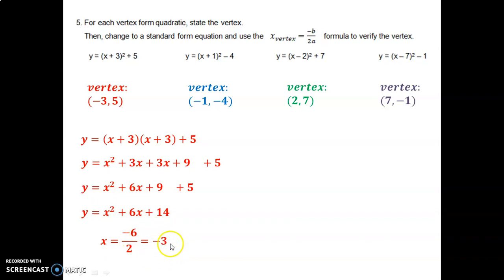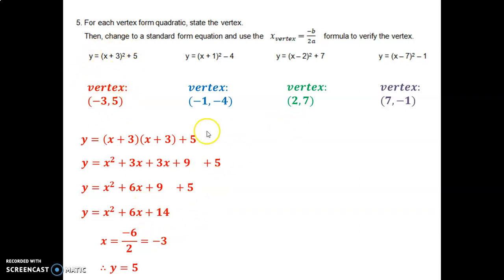We can already see this x value of the vertex from standard form matches the x value of the vertex we got from vertex form. We see negative 3, negative 3. Now to find the y value from standard form, you can substitute this x value in here and calculate for y. So negative 3 squared is 9. Okay, so when negative 3 goes in there, we get 9 minus 18 is negative 9 plus 14, which gives us the 5, and we can fully confirm the vertex is negative 3, 5, as we saw from the vertex form.